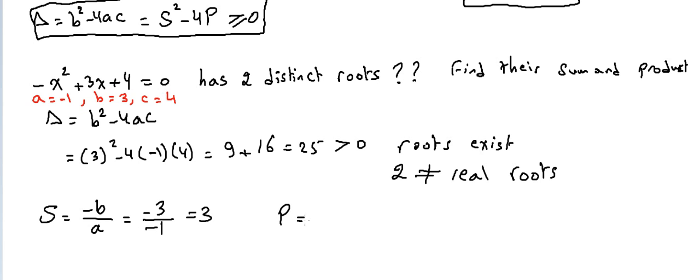And the product is equal to c over a. C is equal to 4, a is equal to minus 1, as you can see here. So the answer is minus 4. So we found the sum and the product.